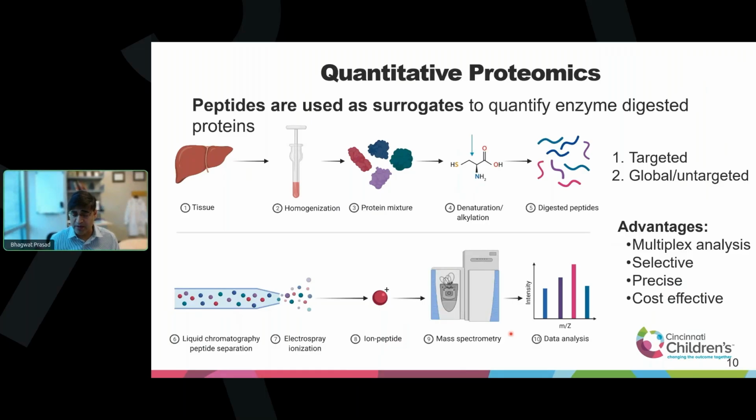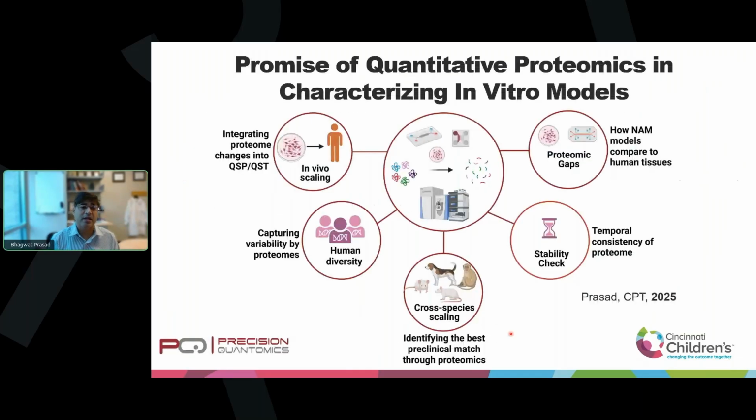So how can you apply this in NAM characterization? One can leverage this to understand the difference between the NAM model versus the human tissues, right? So if you're dealing with drug metabolism, how much CYP3A4 expression is there in my in vitro model as compared to human tissue when you use the same amount of total protein? How is the protein amount changing over time? So looking at the temporal consistency of the proteome.